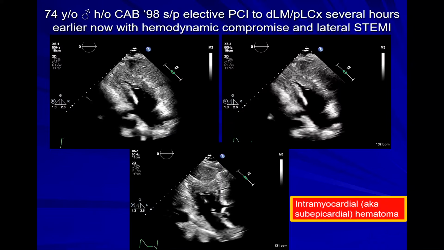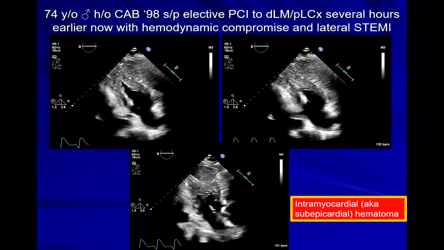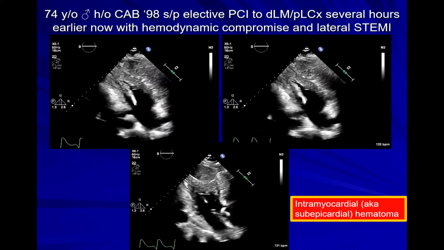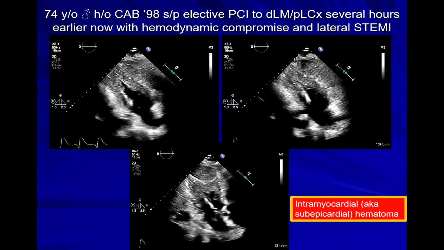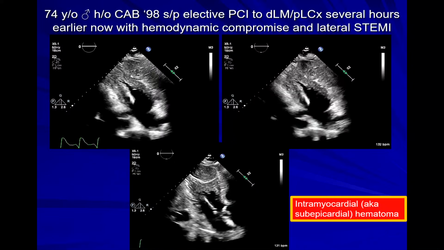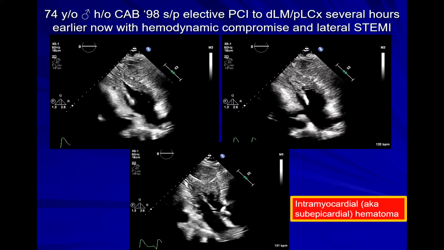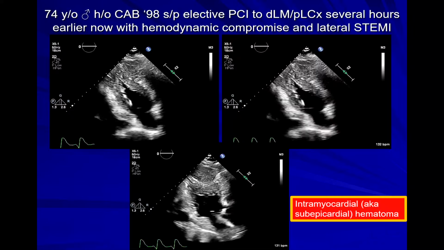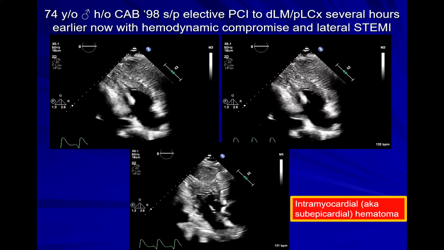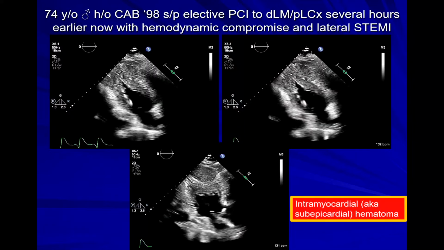That occurs when you have coronary artery perforation. So this person, his coronary artery was perforated during the procedure. It wasn't recognized that it was a perforation. This huge hematoma developed. It's now compromising the LV and the LV cavity. So this is a surgical emergency. The hematoma needs to be evacuated and the coronary artery needs to be repaired.